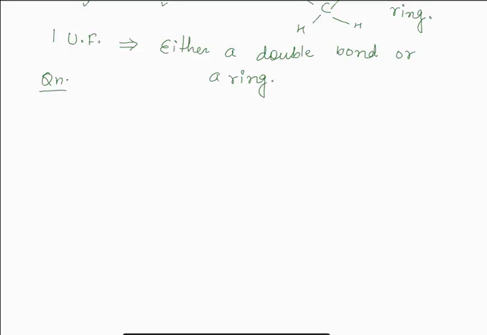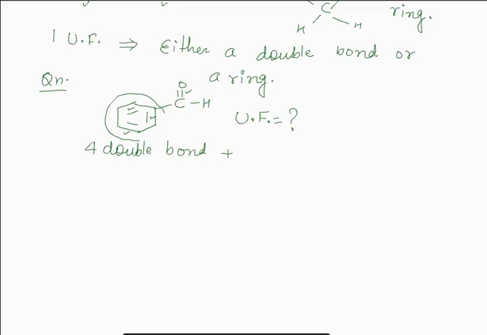So let us try this problem. What is the unsaturation factor for this compound? You see, simply count double bond and ring. So in this case we have 3 double bonds, one here, one here, one here, and one here. So total is 4, 3 plus 1. So we have 4 double bond. And we have one ring also. So this is a ring. So in this case, unsaturation factor is 5.